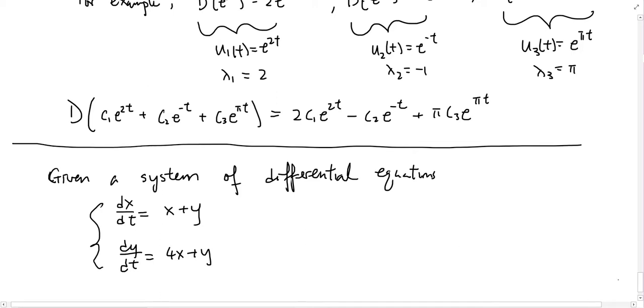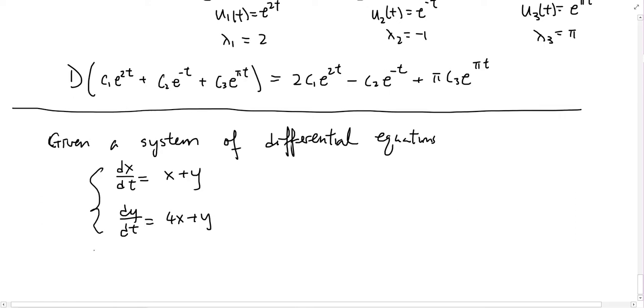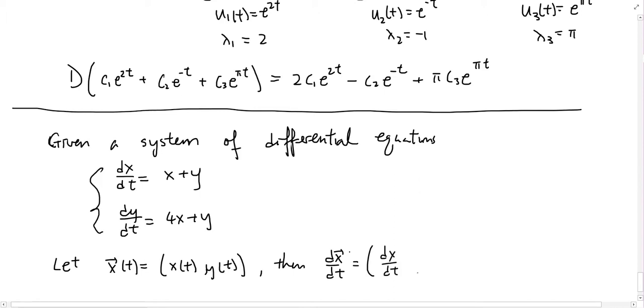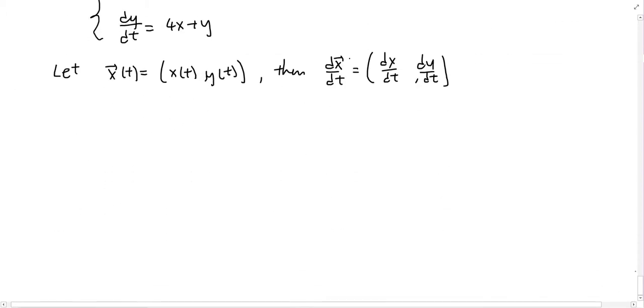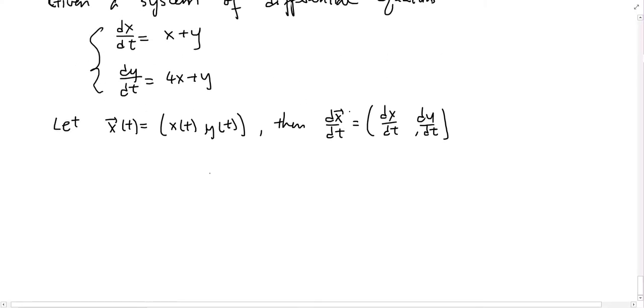So now, let's say we let vector x of t be defined to be x of t, y of t. So that means we define vector x of t as a parametric curve. Then we can say d vector x over dt would just simply equal dx over dt, dy over dt. And if that's the case, I can now rewrite the system that I have here to be the following: d vector x over dt equals x plus y, 4x plus y.